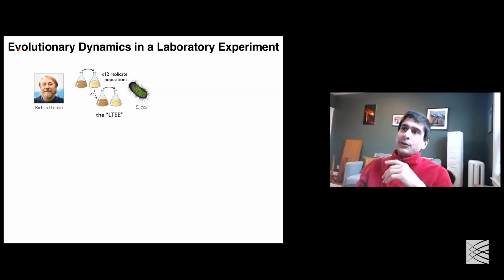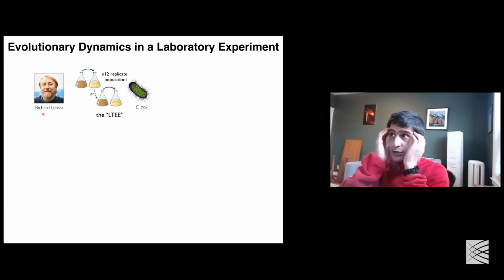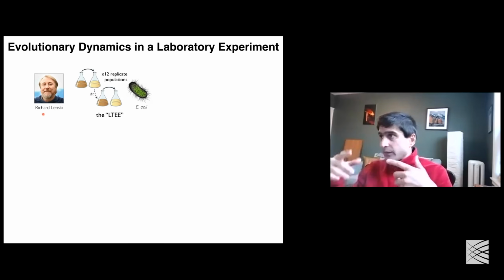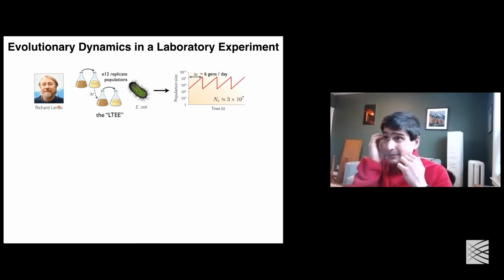Here, I'm going to talk about arguably the most classic such experiment, the long-term evolution experiment conducted by Rich Lenski and his collaborators at Michigan State University, which has become particularly well known because Rich and colleagues have been doing it for a very long time, over 30 years now. Basically, they have 12 replicate populations of E. coli. They're evolving it in this standard batch culture way.